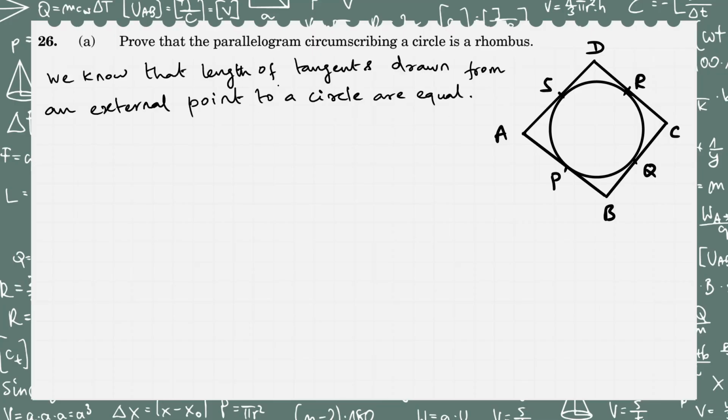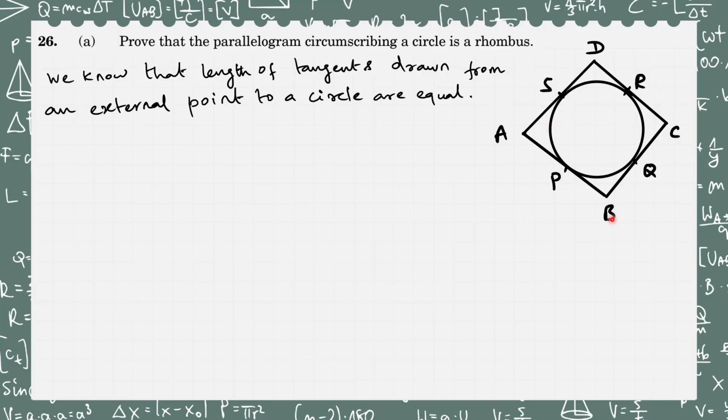So we know that the lengths of tangents drawn from an external point to a circle are equal. So if we treat this point A as an external point and AS and AP as the tangents drawn to the circle from this point A, then AS and AP both are supposed to be equal in length. So AS and AP will be equal in length, right?